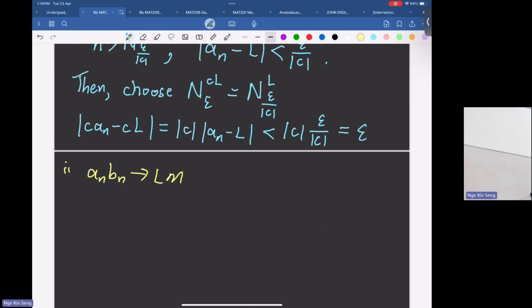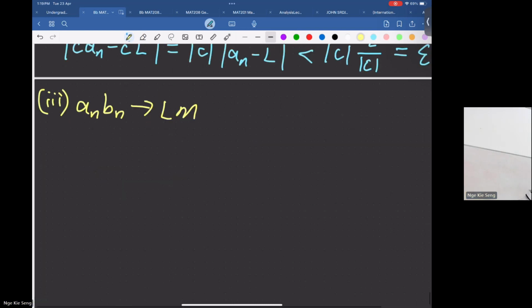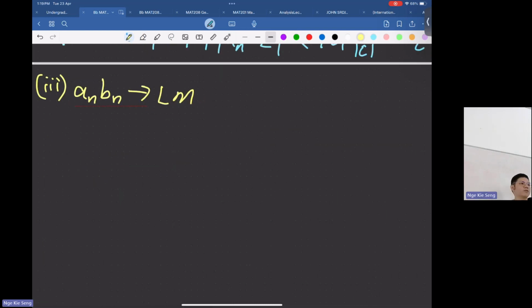Okay, so let's do the third. To prove this, we need to say that for every epsilon, there is a capital N such that the absolute value of an Vn minus Ln is less than epsilon. Really, we can try and start with the working first.